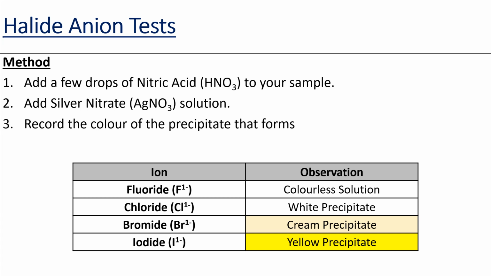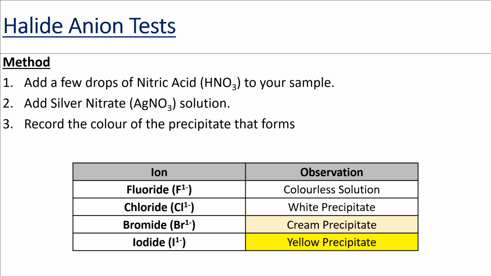Now the halide anion test, now this is largely the same as it was at GCSE. You add acidified silver nitrate, and because it's silver nitrate, the acid we acidify it with is nitric acid, because then we're not introducing additional ions to the solution. There's already nitrate ions from the silver nitrate. There's already H plus ions from the water because it's in solution. So by adding silver nitrate, we're not introducing any additional ions.